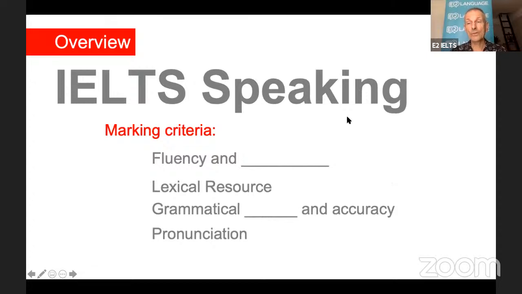The test, of course, is marked. It's marked by the examiner just after you leave the room. She then sits down, she has a look at her band descriptors, we'll look at those in a second, and works out what mark to give you out of 9 for the 4 criteria, which are fluency and coherence, lexical resource, and grammatical range, range and accuracy and pronunciation.